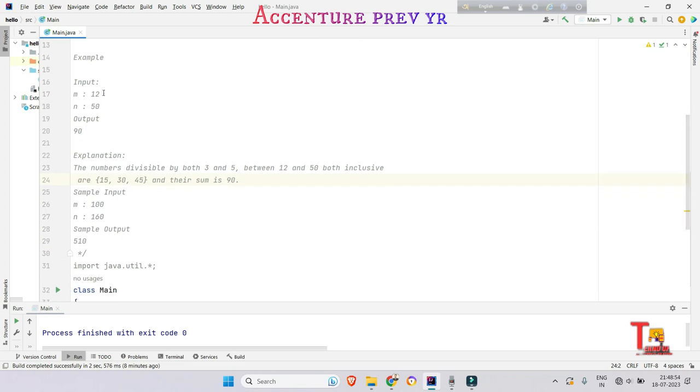Example, sample input: if the m value is 12 and the n value is 50, the output is 90. The explanation is given in this way. Between 12 and 50, the three numbers 15, 30 and 45 are divisible by both 3 and 5. So their sum, 15 plus 30 plus 45, is equal to 90.